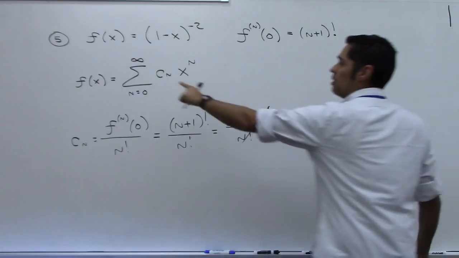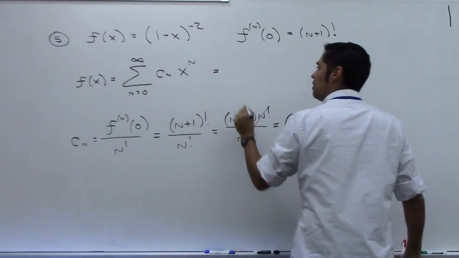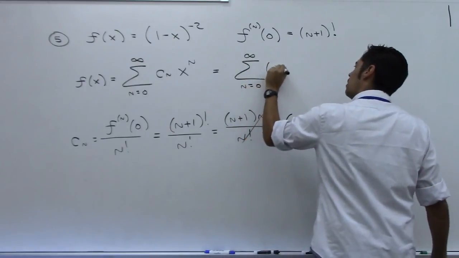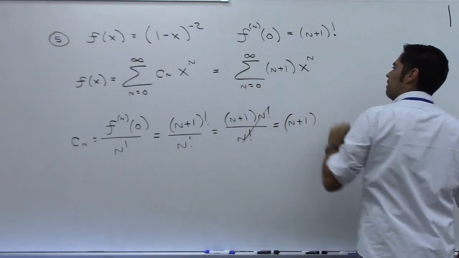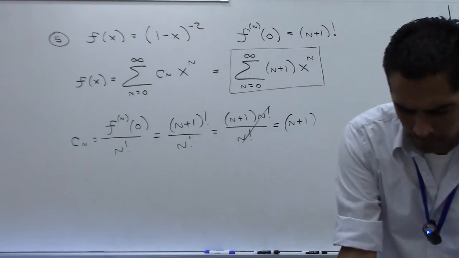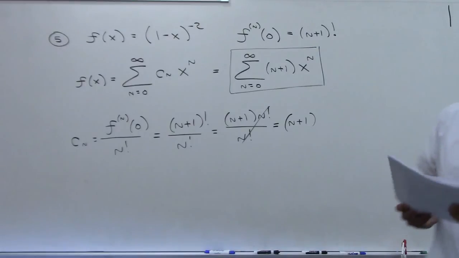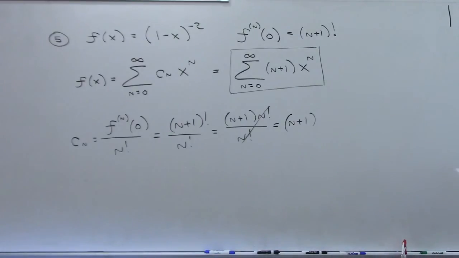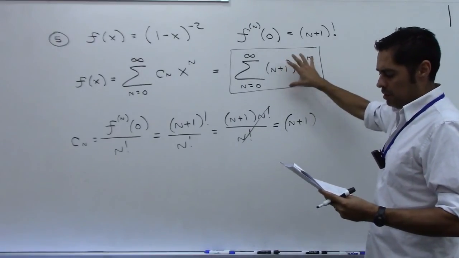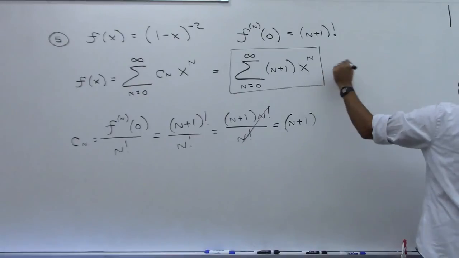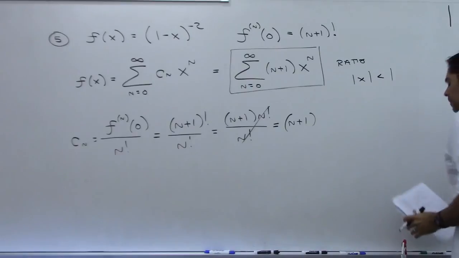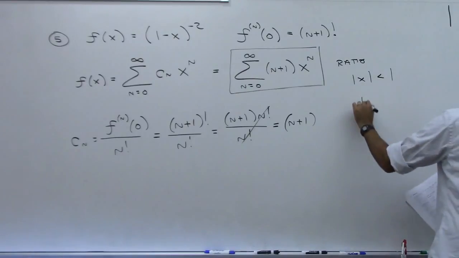And so this function should be able to be written as sum n equals 0 to infinity of n plus 1 times x to the n. And that would be the Maclaurin series for that function. Now, finding the radius of convergence means that you would run a ratio test on this, which I'm not going to do, all right? But I'll just let you know that when you do the ratio test on this, you get absolute value of x less than 1. So your radius of convergence is 1.